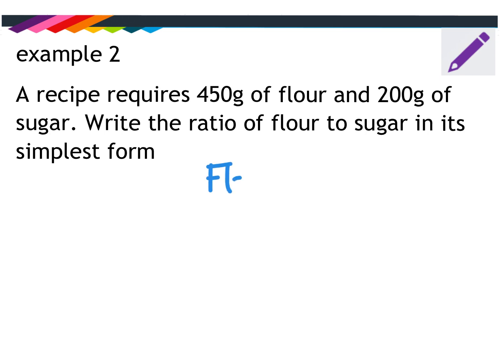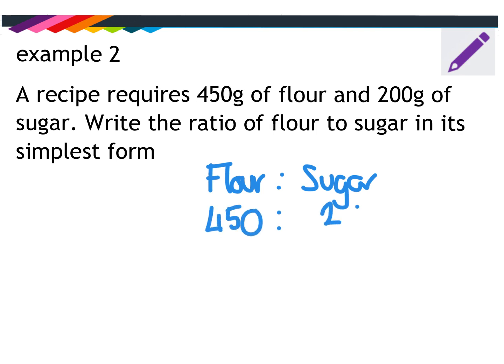So we start by writing flour to sugar. And then underneath each of these, we're going to write in what we've been given. So we know there are 450 grams of flour and 200 grams of sugar. So that is our ratio. But obviously if we wanted to then make a different amount of whatever this recipe made, let's say it made scones, we'd have to play around with these quantities, and we want them to be given in the same ratio. This ratio is not in its simplest form, so what I need you to do is think of fractions. If you had the fraction 200 over 450, what would you do?